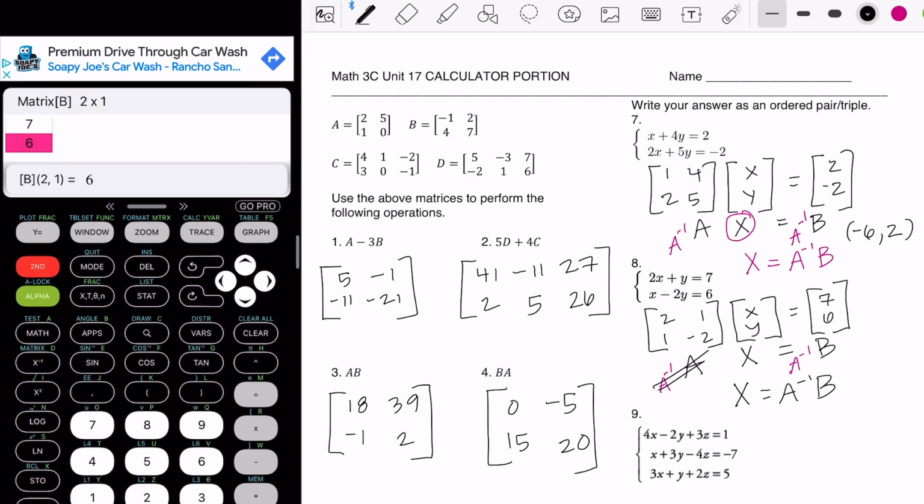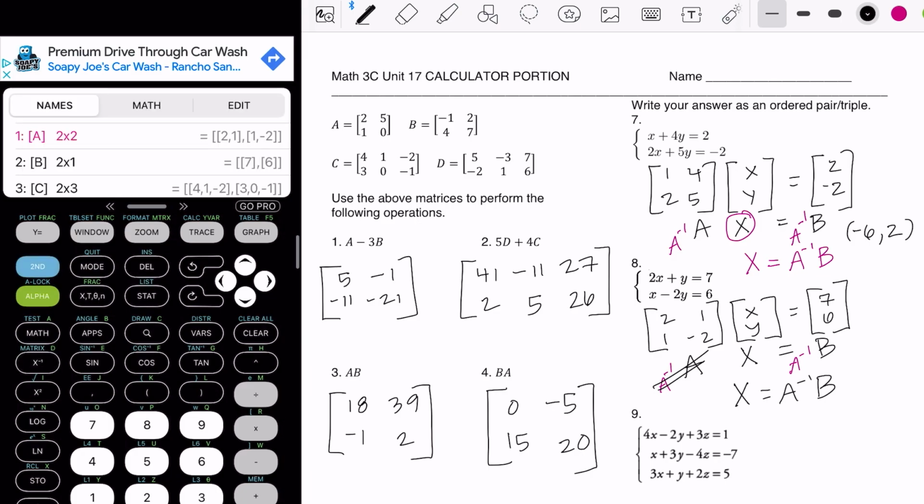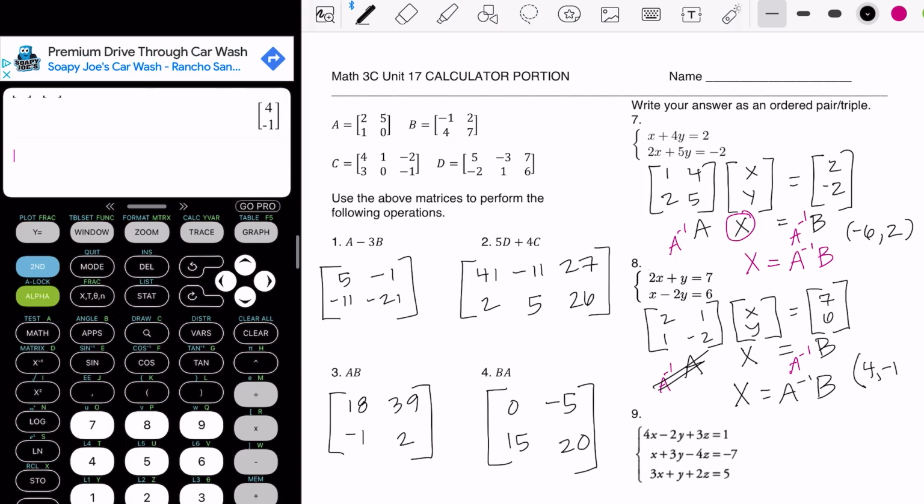And then second, quit to get to the home screen. And if you want, you can type in A inverse B, just highlight it, and now it has new matrices, so it will spit out a different answer. Or you can just go back into it, names, the -1, which represents the inverse, and then go to B, and you'll get the same answer. So this one is for -1.